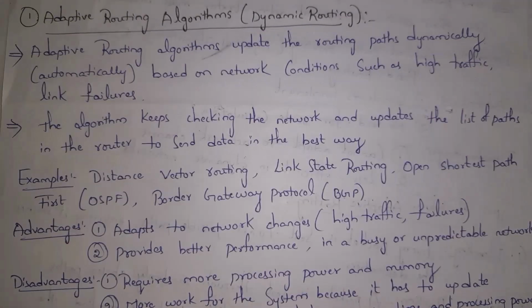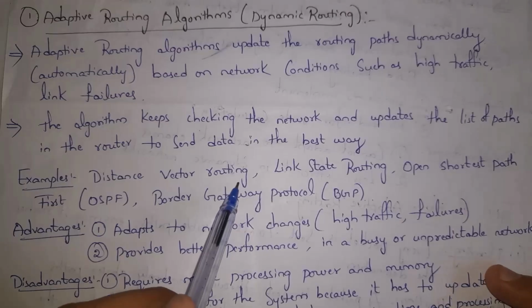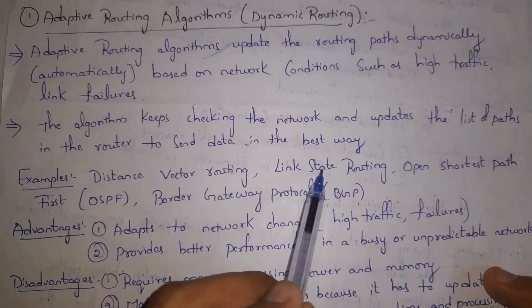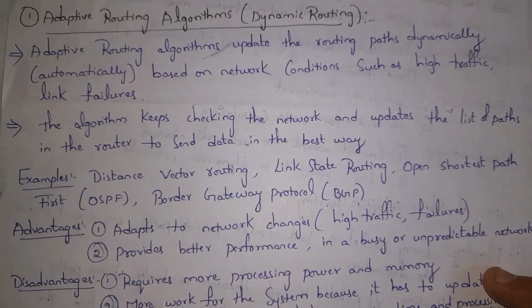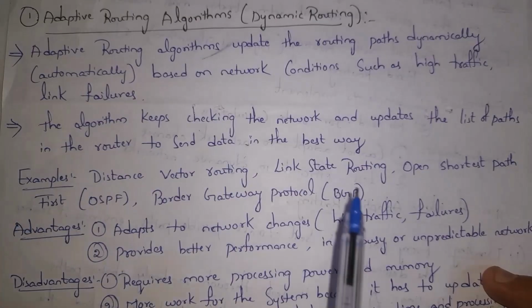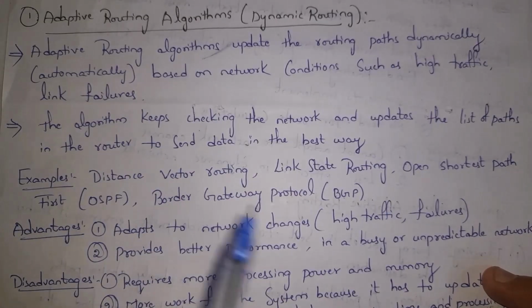These are examples of adaptive routing algorithms. They are distance vector routing, link state routing, Open Shortest Path First, shortly we call it OSPF, and BGP, that is Border Gateway Protocol. All these are examples of adaptive routing algorithms, that is dynamic routing.